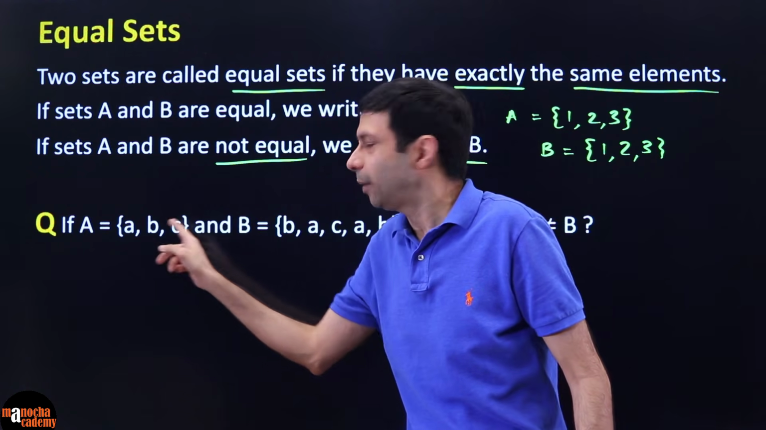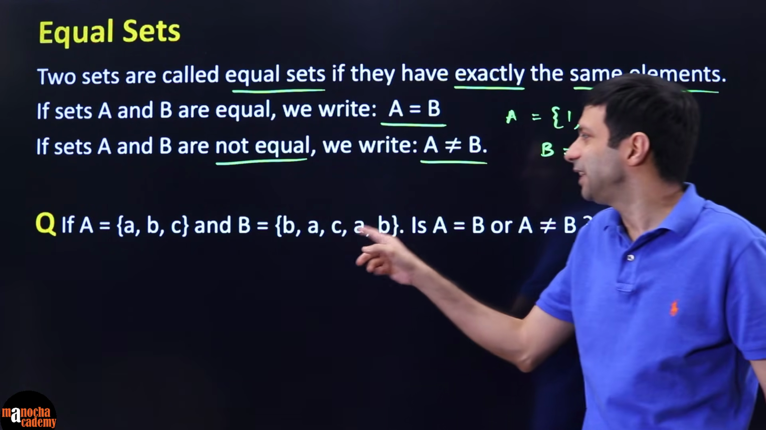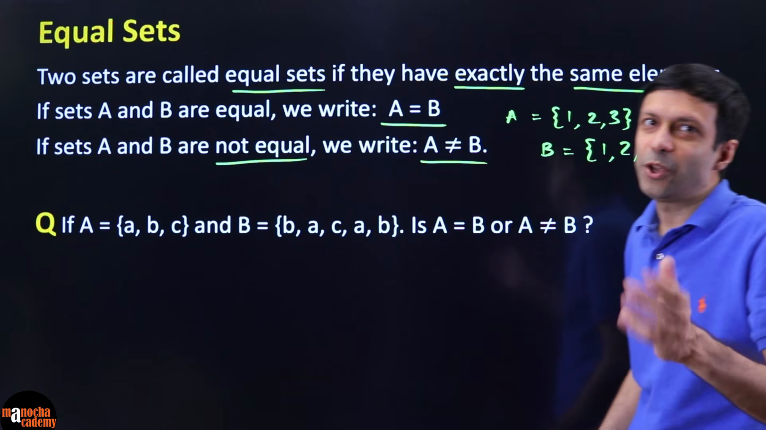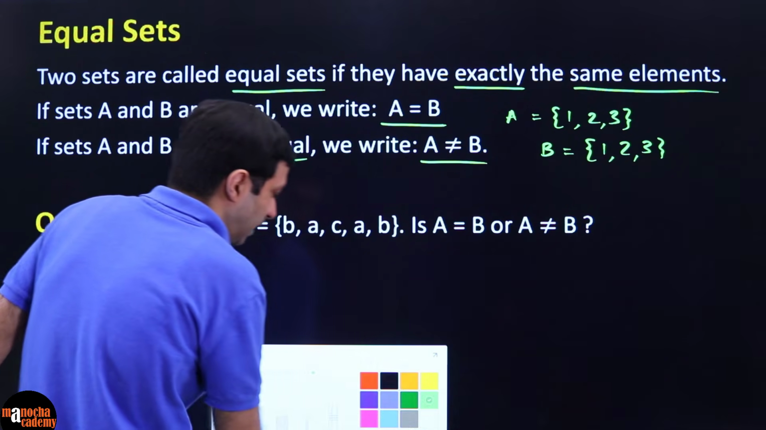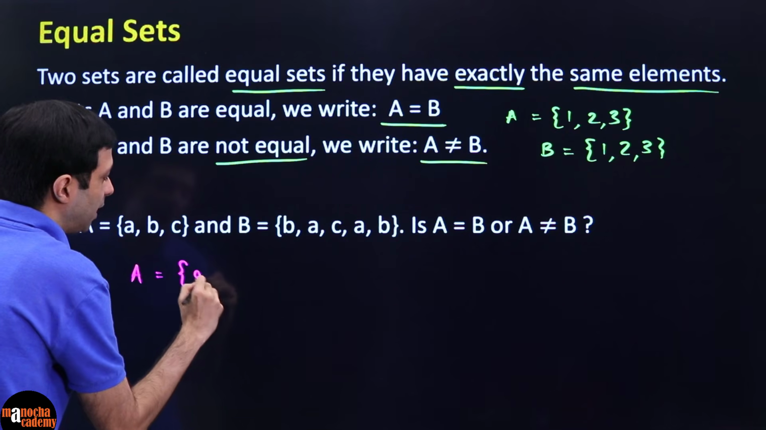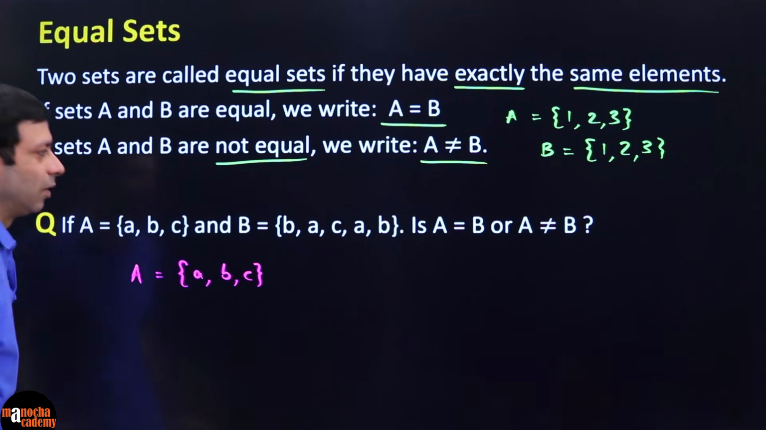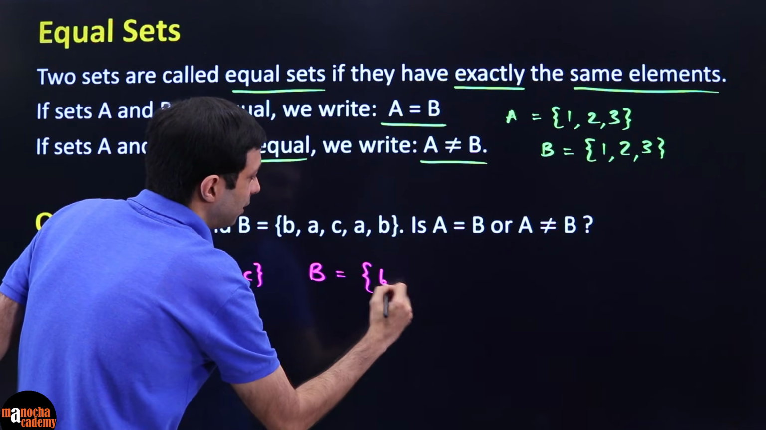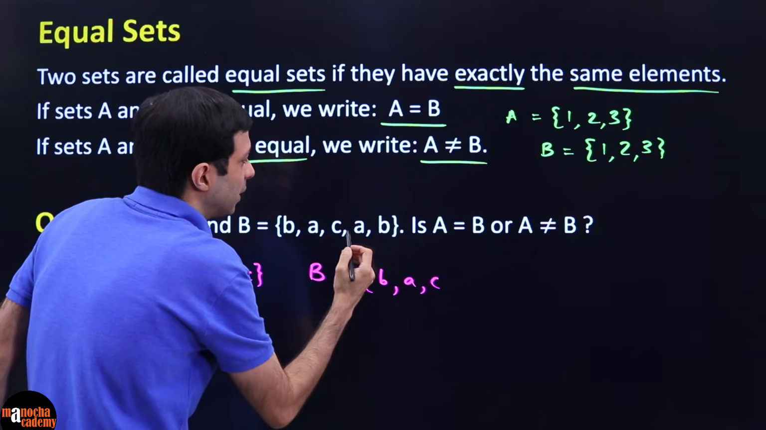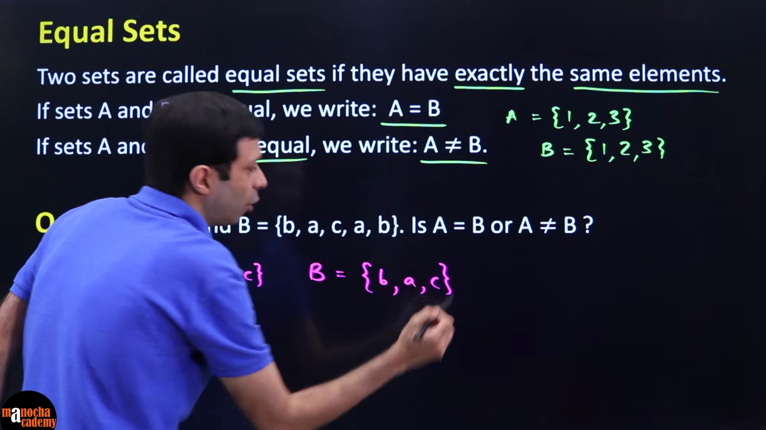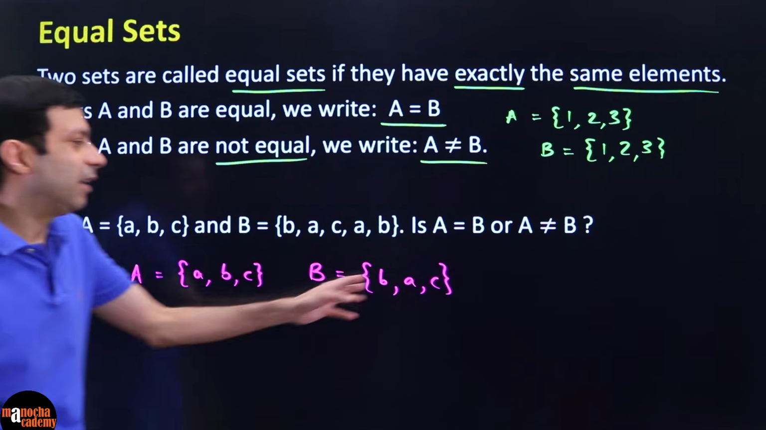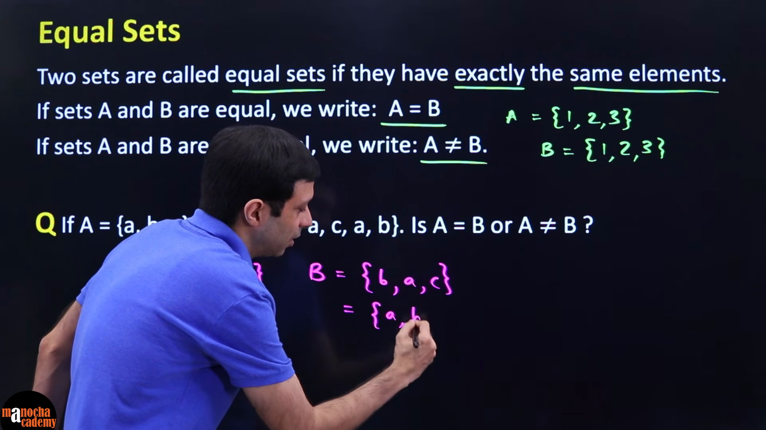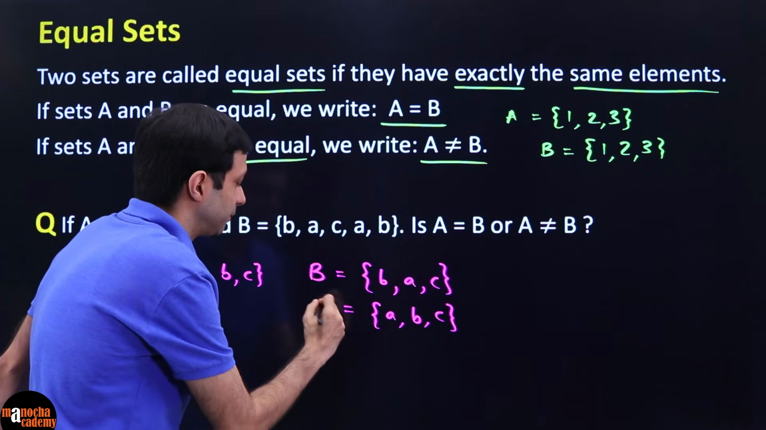If A is equal to {A, B, C} and B equals {B, A, C, A, B}, is A equal to B or is A not equal to B? What do you guys think? So we can see here set A is basically A, B and C. It contains these three elements. What does B contain? B contains B, A, C, but you can see A and B are duplicated. We should not put duplicate elements. And ideally I should write this in order so that it's easier, but we know that order doesn't matter. So they are basically the same thing.